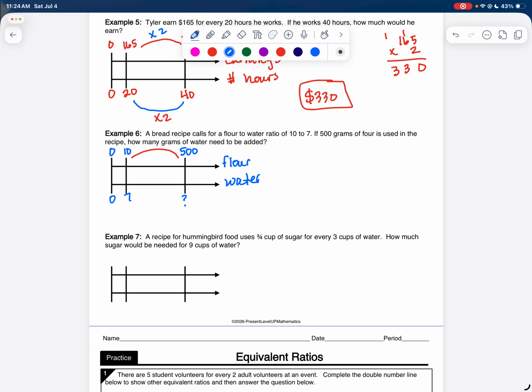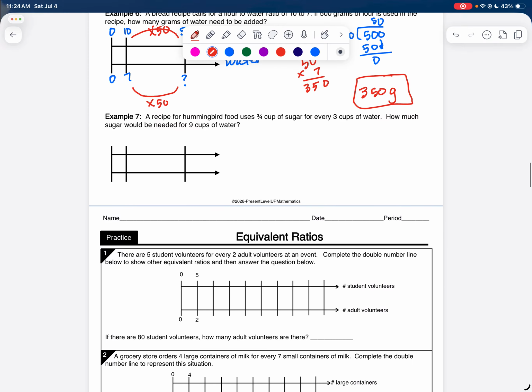So to find that out, I'm just going to take 500 and divide it by 10. So 10 goes into 50 5 times. 5 times 10 is 50. Bring down the 0. 10 goes into 0, 0 times. So we scaled the top by 50. So if I scaled the top by 50, I must scale the bottom by 50. So 50 times 7 would be 350 grams of water.